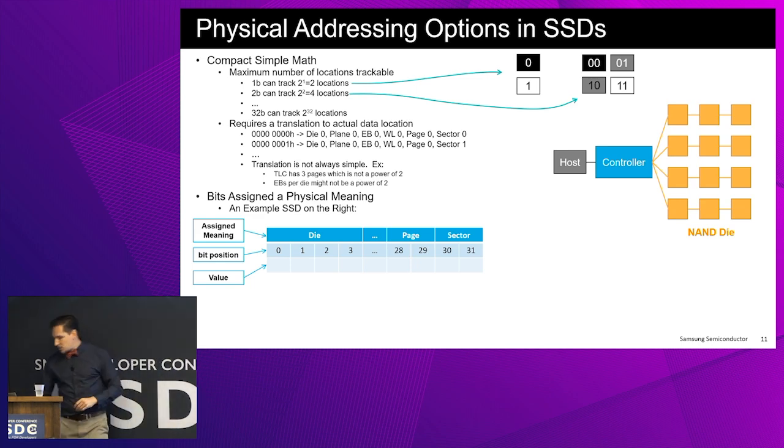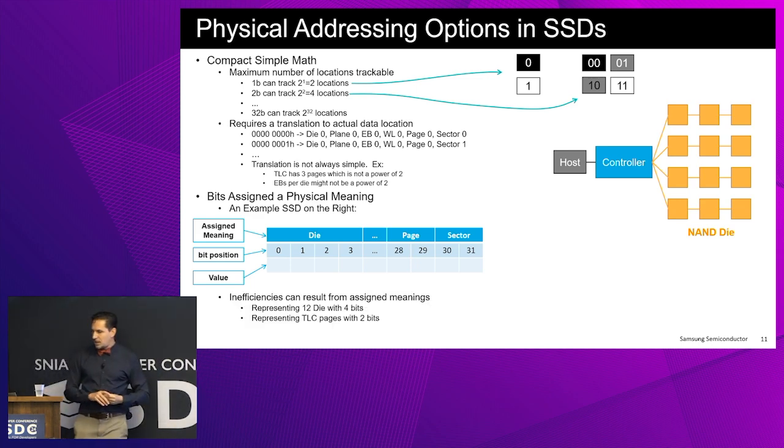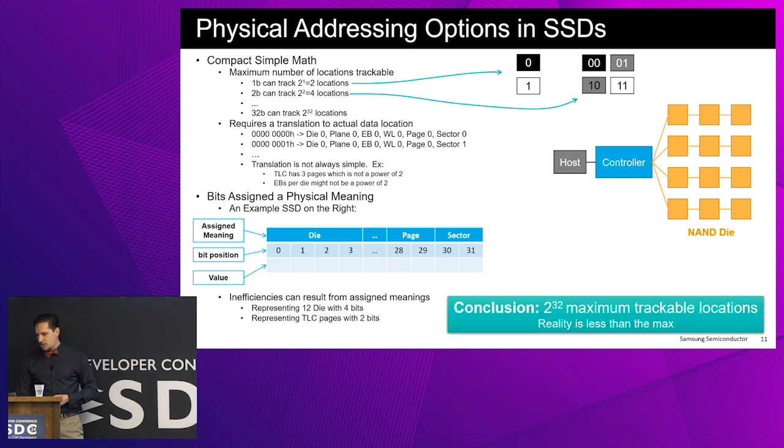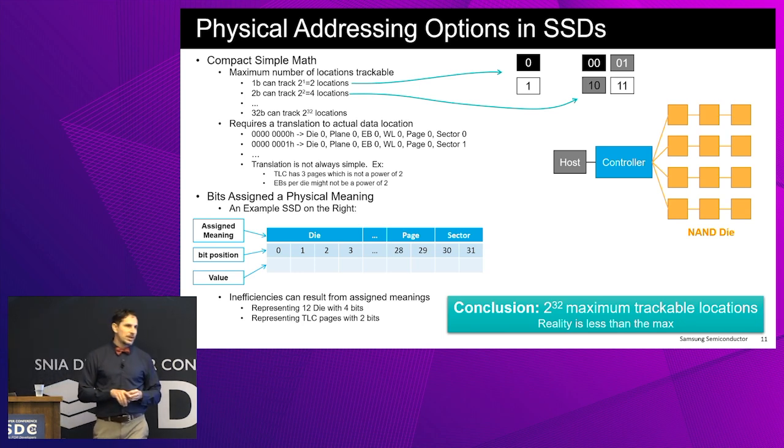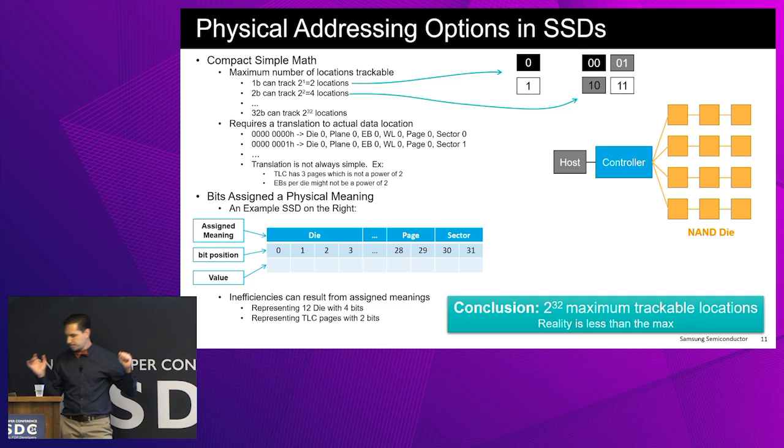But of course, when you see this assigned meaning, you can see that we end up having these gaps and inefficiencies. It's not a huge thing. We have those gaps and inefficiencies when we do the compact simple math as well. But either way, the real takeaway is just to hammer home, yes, we have a way to define this physical pointer, and we still end up being limited to 2 to the 32 as the maximum trackable locations, no matter which way you look at it.